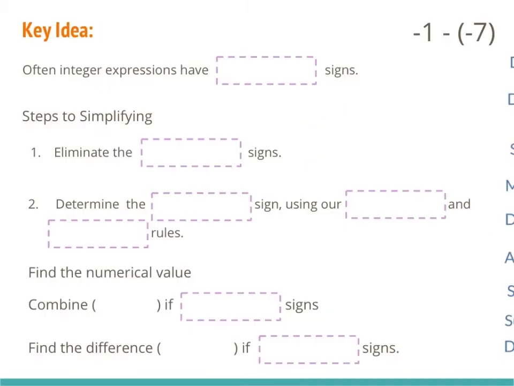All right, here we are at some key ideas. If I notice up there in the right-hand corner, I've got -1 minus -7. And that doesn't look like any problem that we've had before. So let's talk about how we're going to solve those problems.